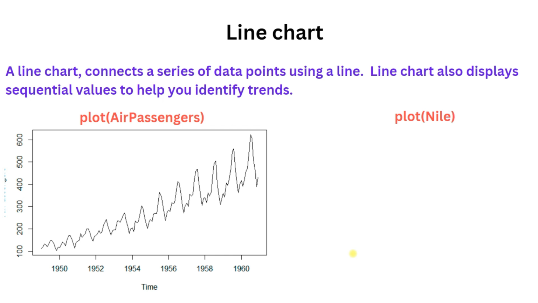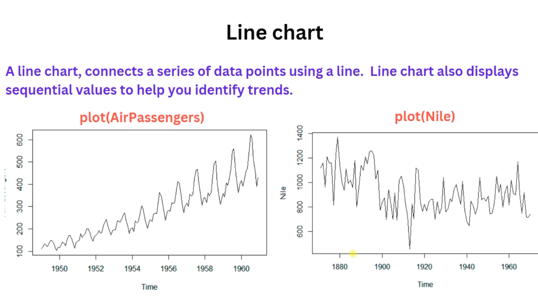Here is another line chart of Nile's dataset. Nile's dataset is about measurements of annual flow of the river Nile. You can see there is no apparent trend. However, on an average, the river flow from 1920 to 1960 has remained steady.